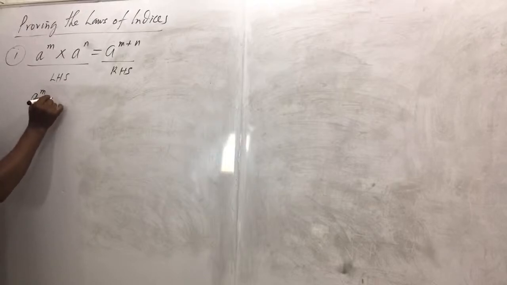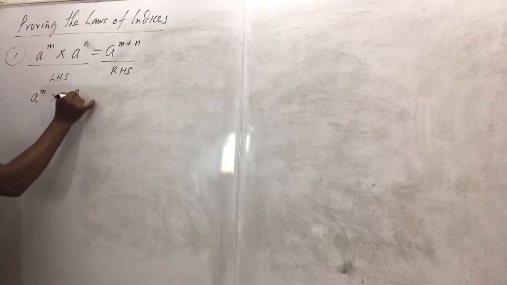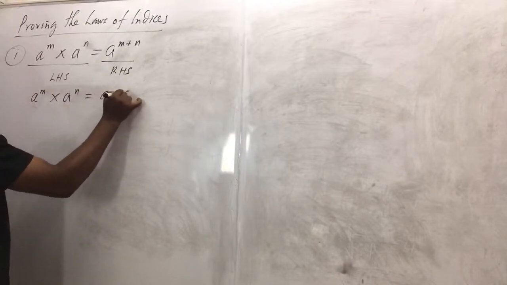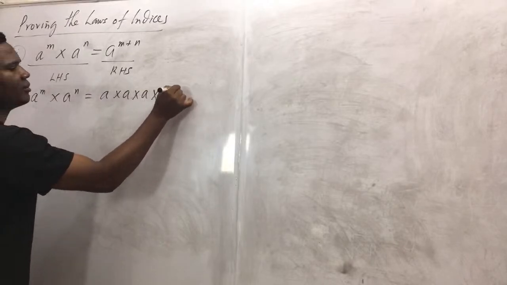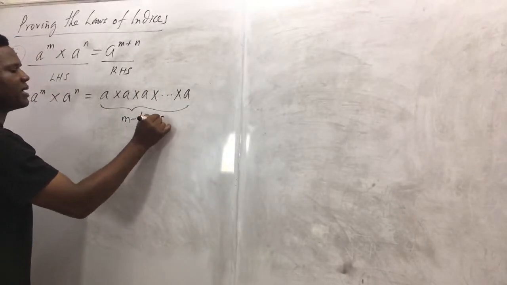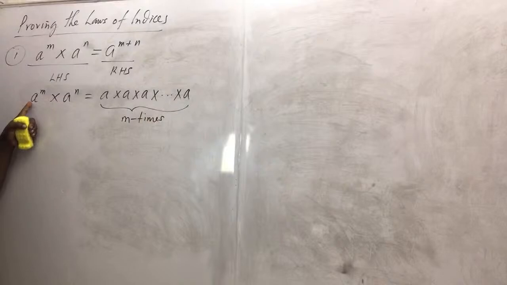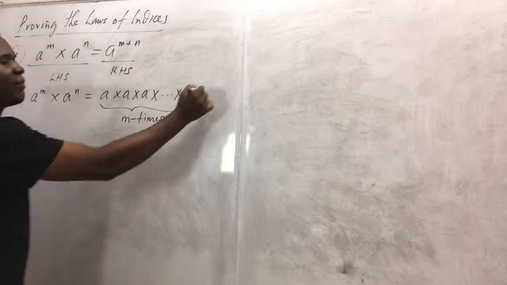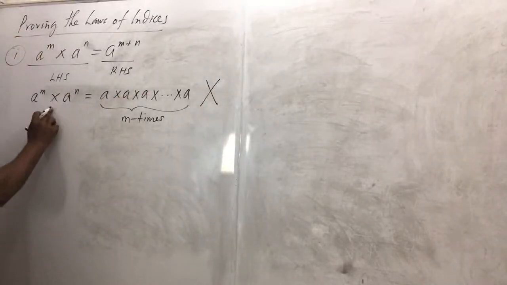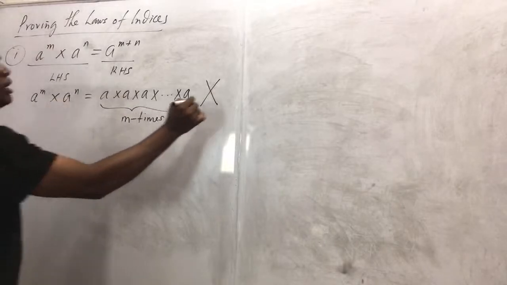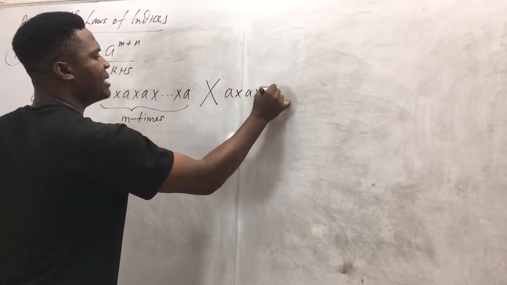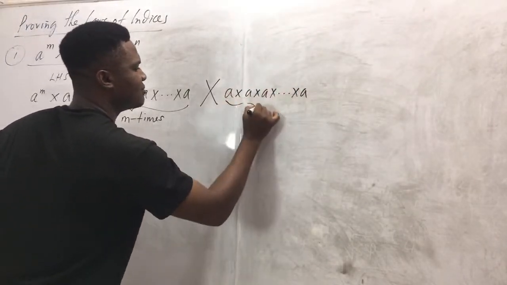A raised to power m times a raised to power n. Remember, I had told you earlier on that a raised to power m means multiplying a by itself. How many times? M times. So I'm going to write this in expanded notation. Okay? So a raised to power m means multiplying a by itself m times. I'm going to use a bigger multiplication sign different from this smaller multiplication signs to show the difference between this and this. So, on the other hand, a raised to power n is multiplying a by itself n times.